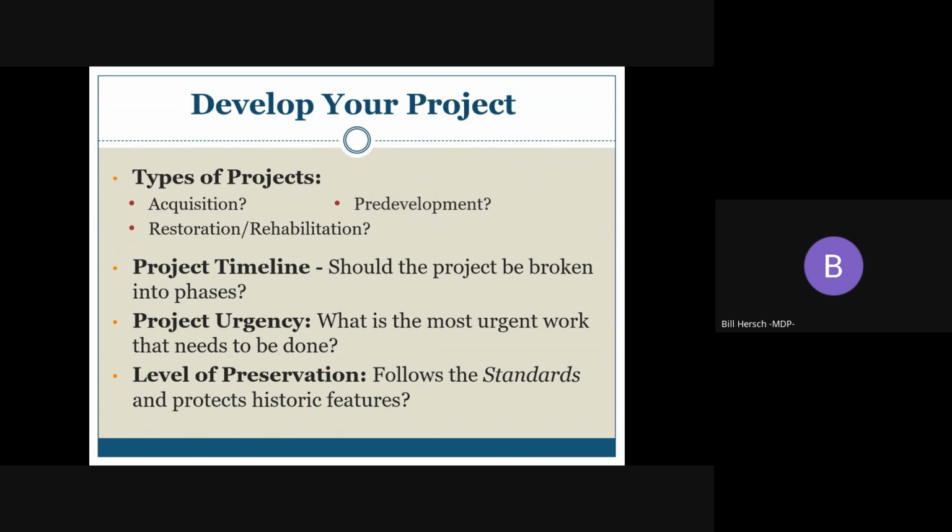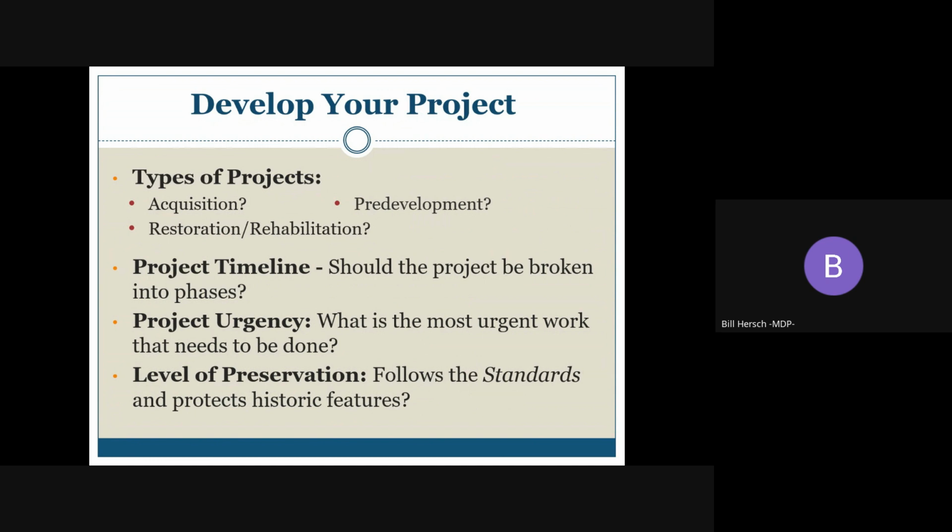So what type of project do you have in mind? Is it an acquisition project? Is it rehabilitation? Think about what will be the most competitive project for your site and reach out to us to discuss. If the project is going to cost more than the maximum grant amount allowed of $100,000 or take longer than 2 years to complete, think about breaking down the project into phases.